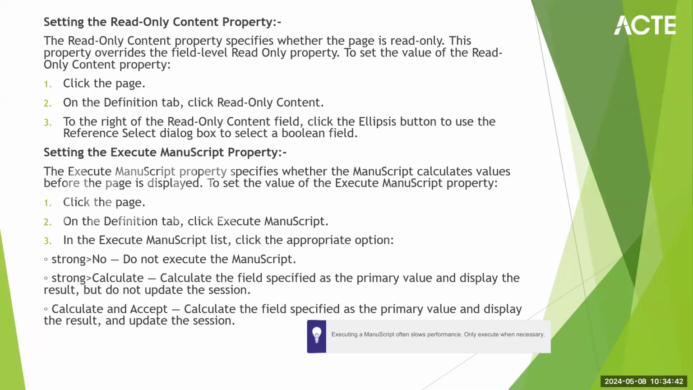Okay, this is one time. Calculate and accept: calculate the field specified as a primary value, display the result and update the session. Executing a manuscript often slows performance, so only execute when necessary.